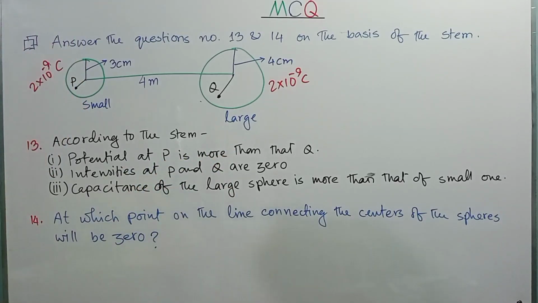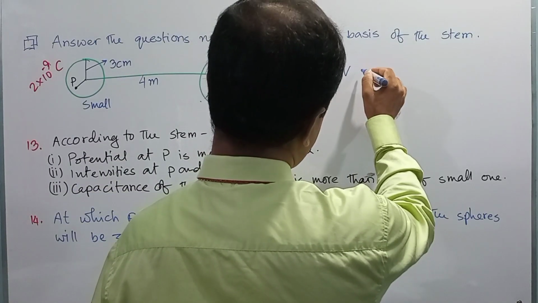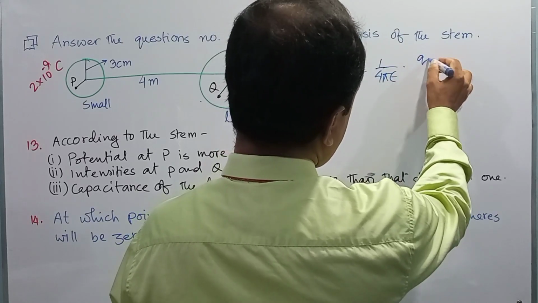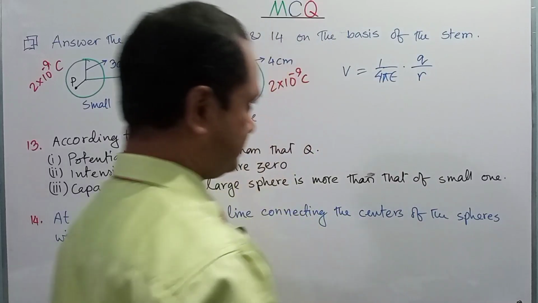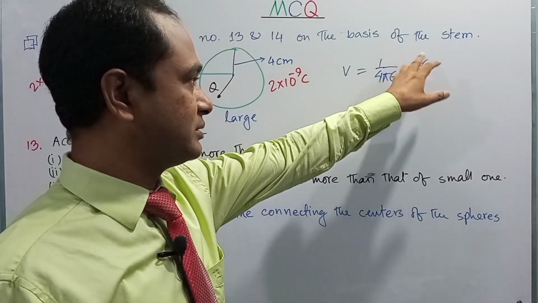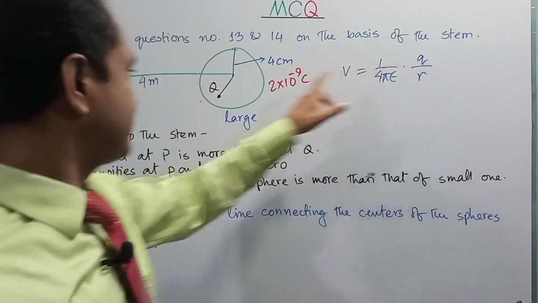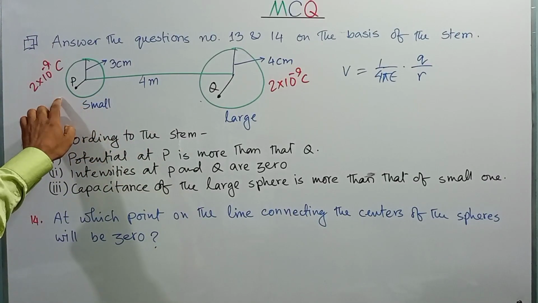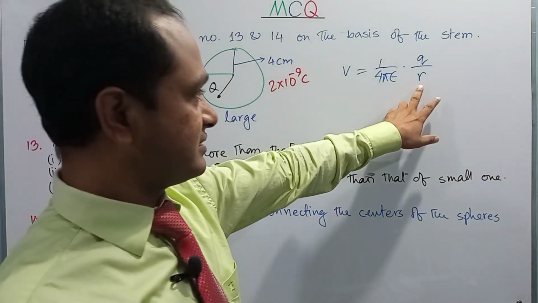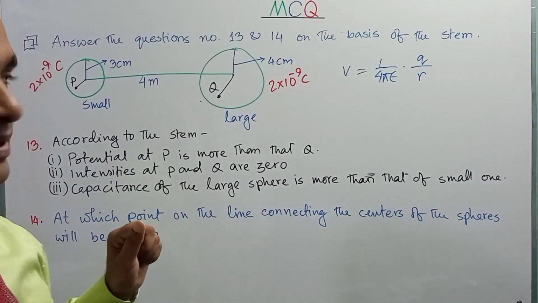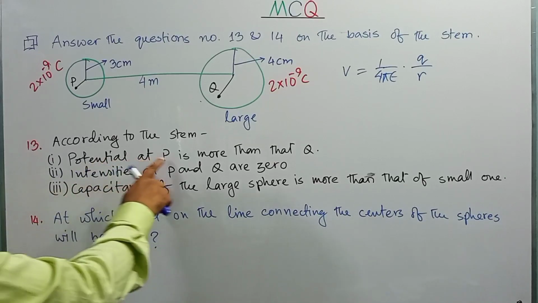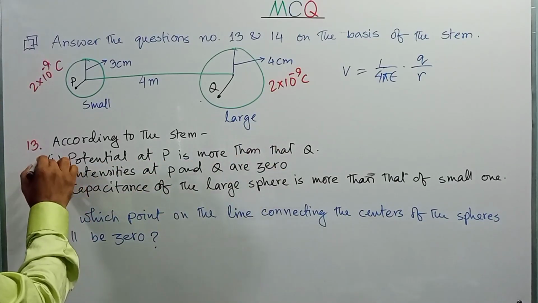So dear student, potential of a sphere is, we know, equal to 1 by 4 pi epsilon naught Q by R. So from this expression, dear student, you know amount of charge is same. So the value of Q will be same in both cases, but the radius of the smaller sphere is 3 centimeter and that of the larger sphere is 4 centimeter. So since the value of R for the first sphere is smaller, in that case the potential for the first sphere will be more. So potential at P is more than that of Q. So first option is correct.